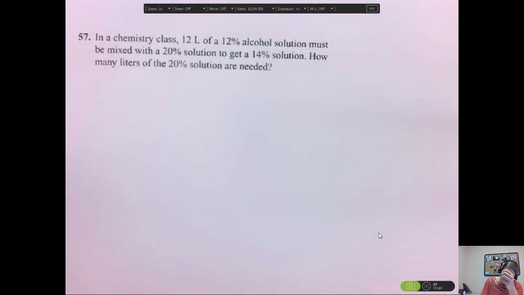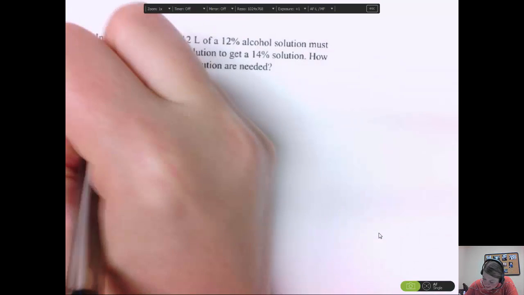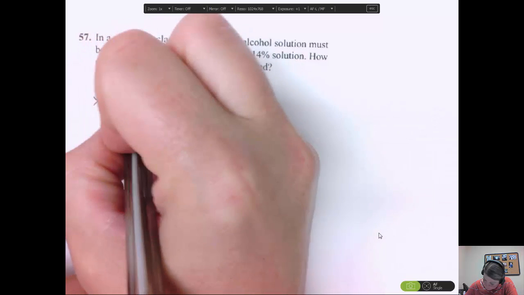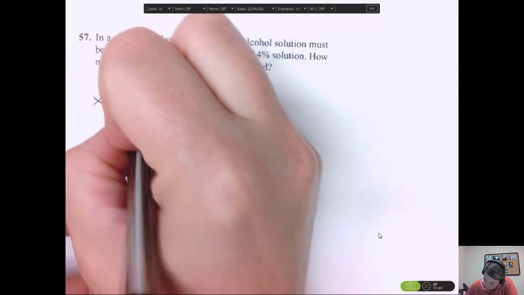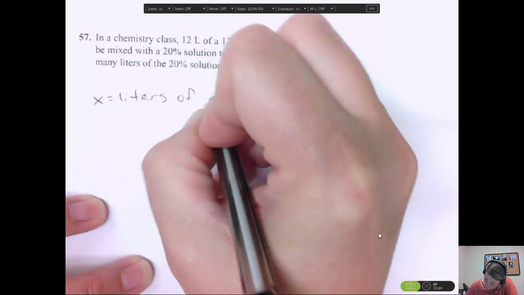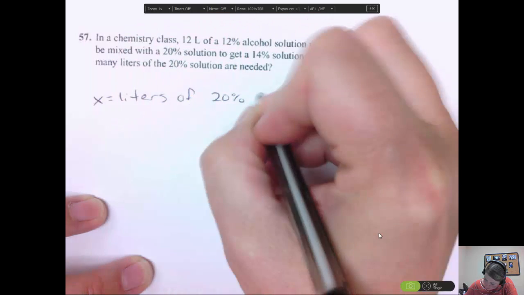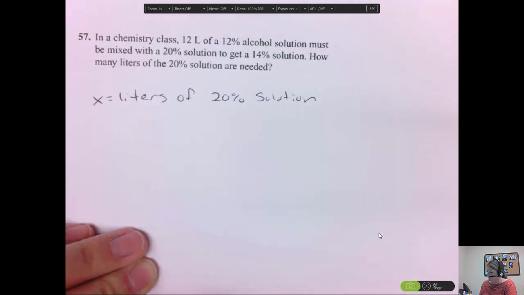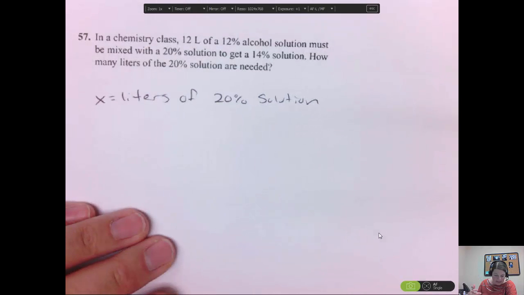Okay, so what am I looking for? What do I know? What do I not know? Well, what I don't know on this one is how many liters of the 20% solution are needed. So I'm going to let x equal the liters of 20% solution. The last one I didn't really have a letter to define, but this one I define my letter.